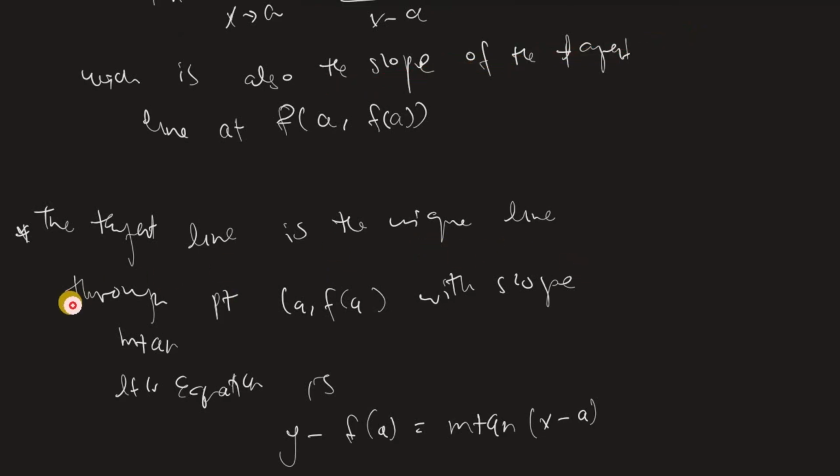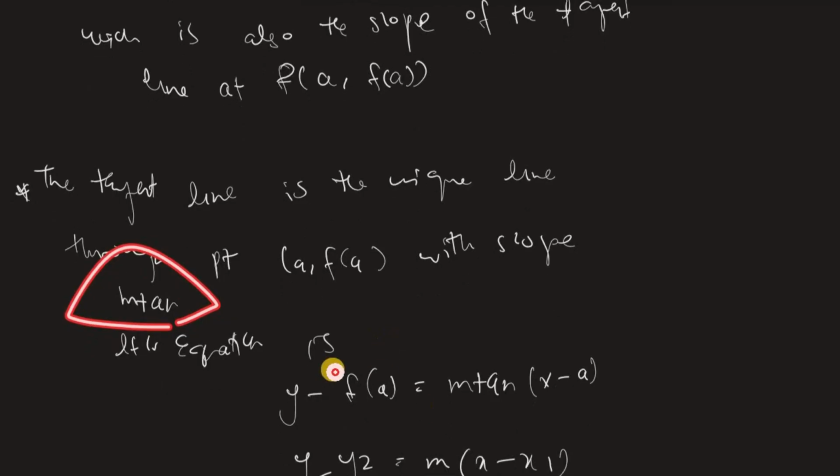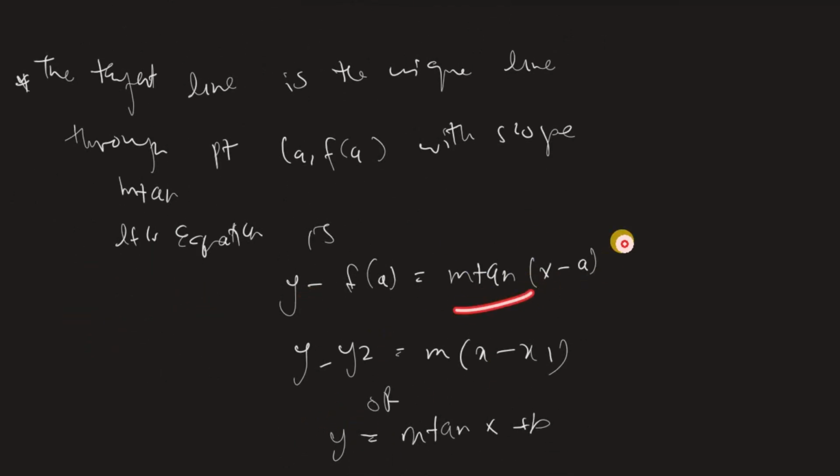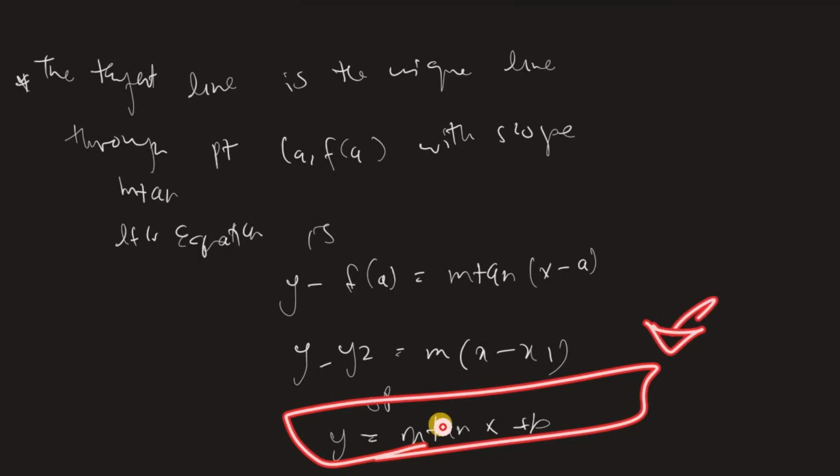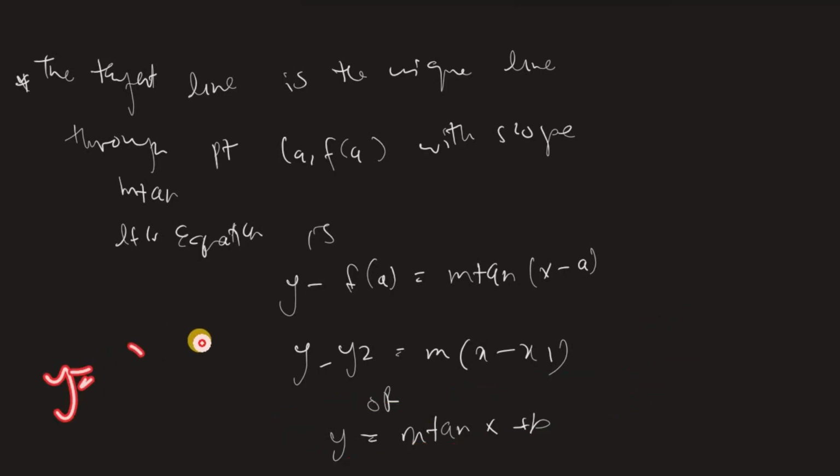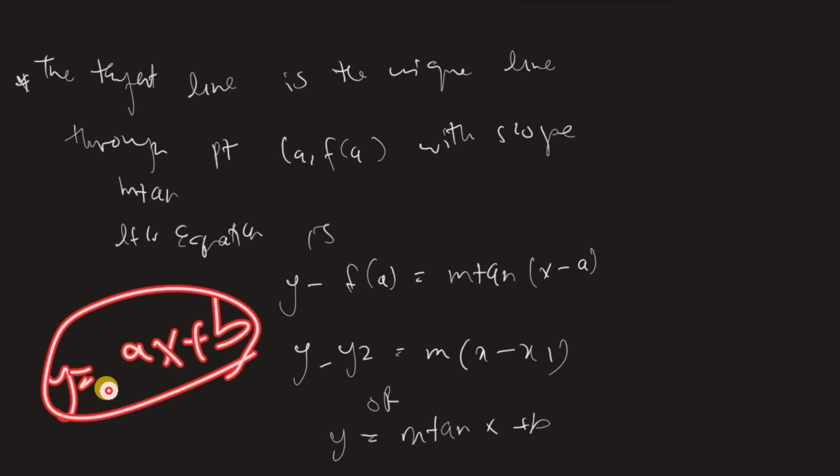The tangent line is a unique line through the point with the slope m tan, and its equation is y equals f of a plus m tan times x minus a. If you go ahead and do y minus y1, you can write that equation in the form y equals ax plus b, like the tangent line equation.